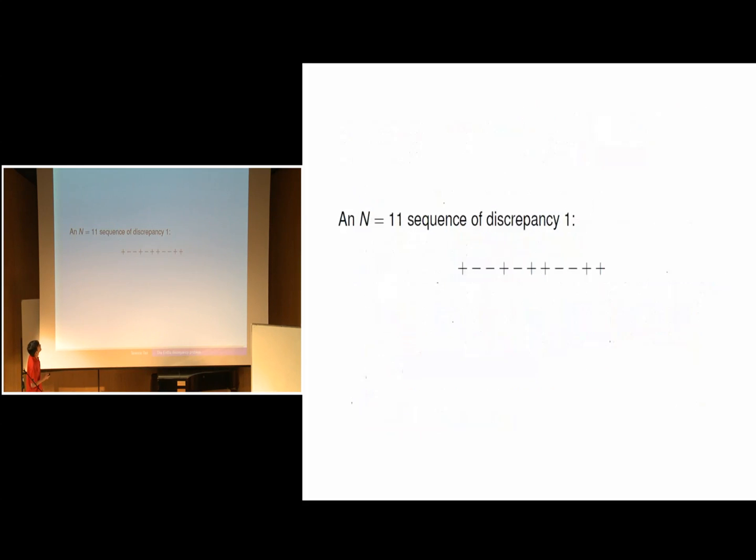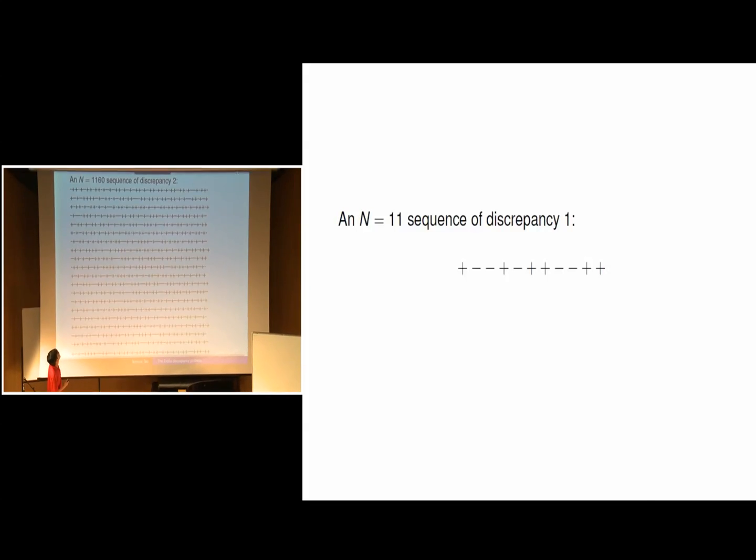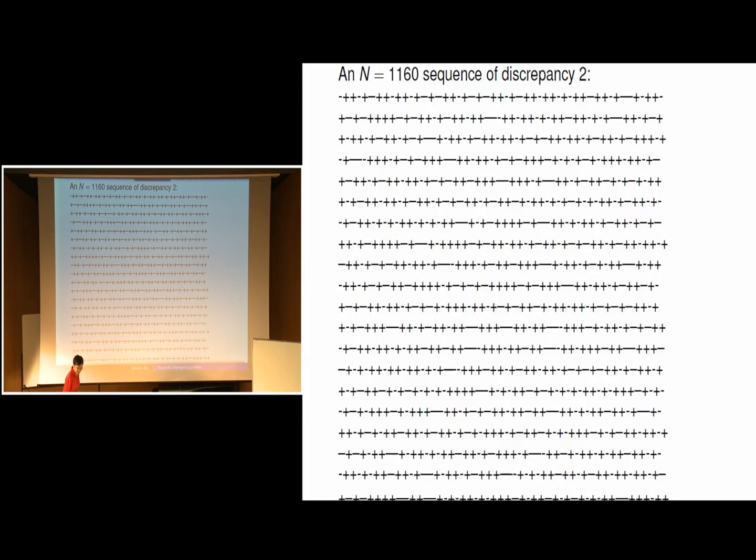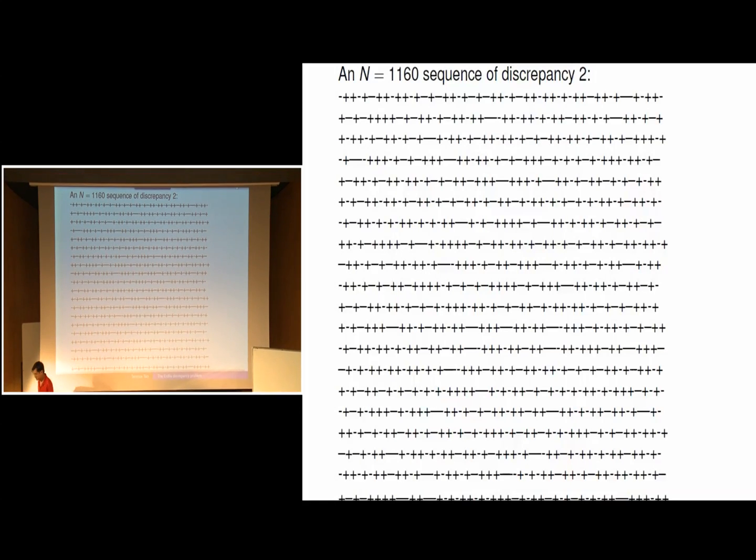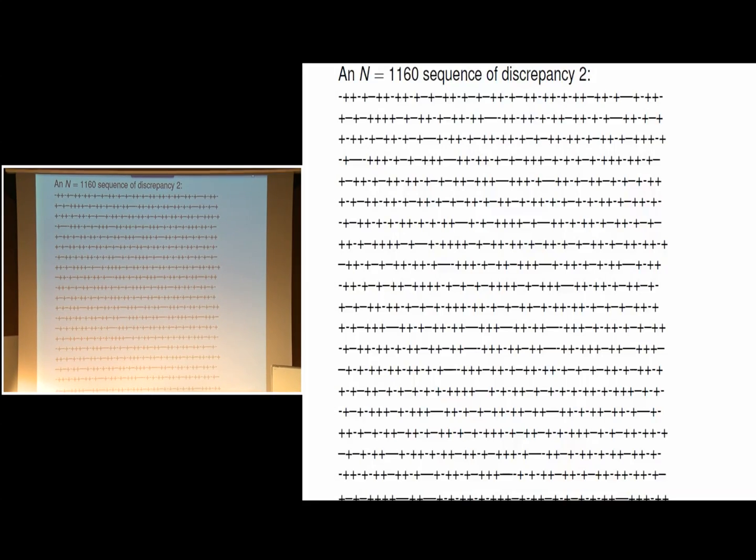All right, here is a sequence of 11 signs of discrepancy 1. Here's a sequence of 1160 signs of discrepancy 2, and I'm not going to show you the 13,000. And yes, you can check that. Okay, maybe Noga can.